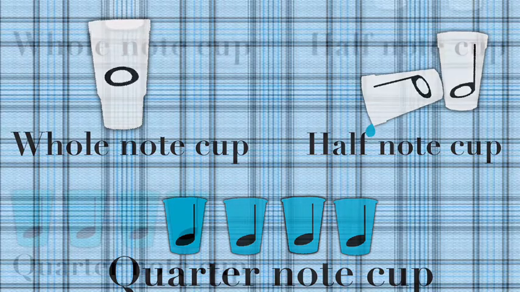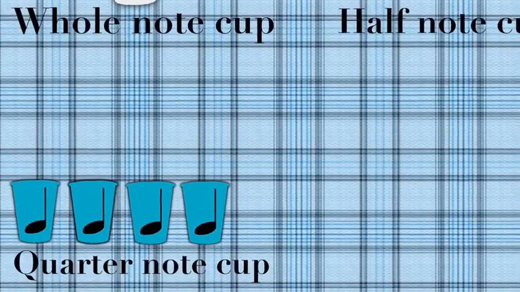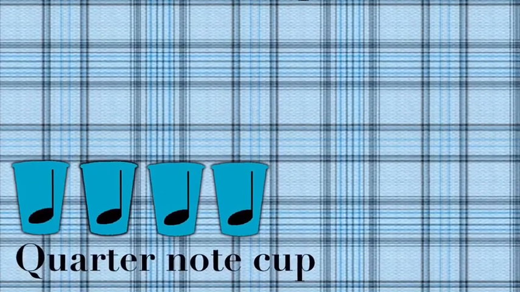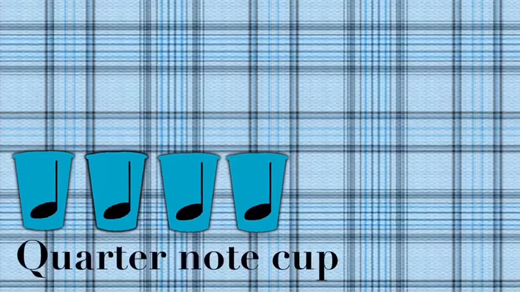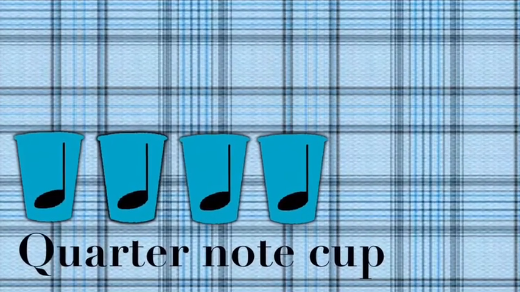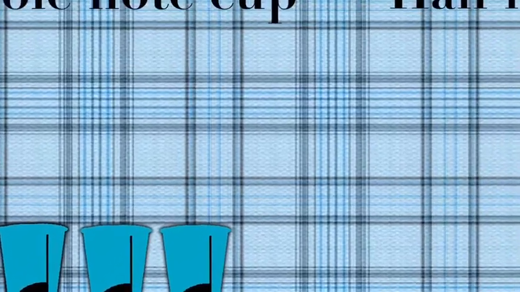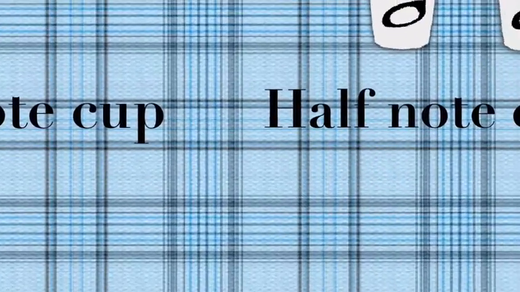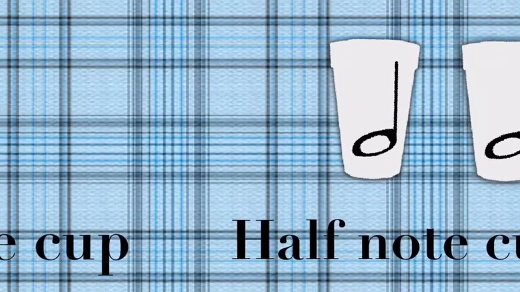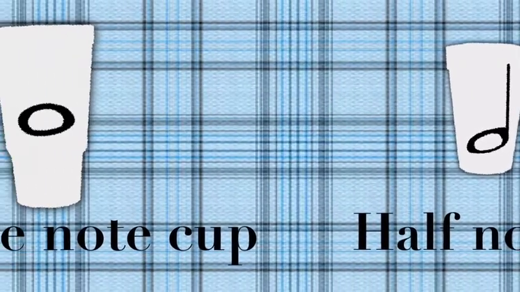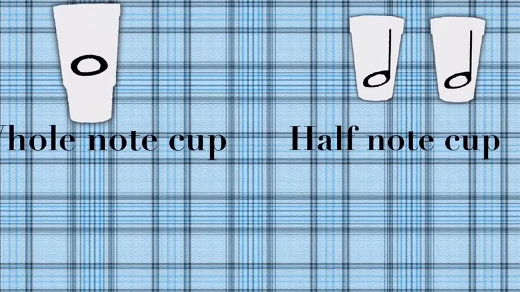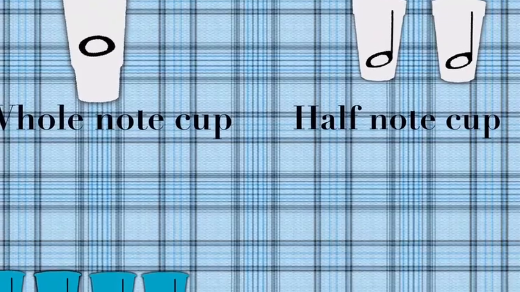As you can see, each one of these is only worth 1. So it was 1 beat, 1 beat, 1 beat, 1 beat. So how many beats were these 4 cups worth? 4. So these 4 cups are worth the same as 2 half notes. And 2 half notes are worth the same as a whole note. So how many quarter notes are worth a whole note? That's right, it's 4. Good job.